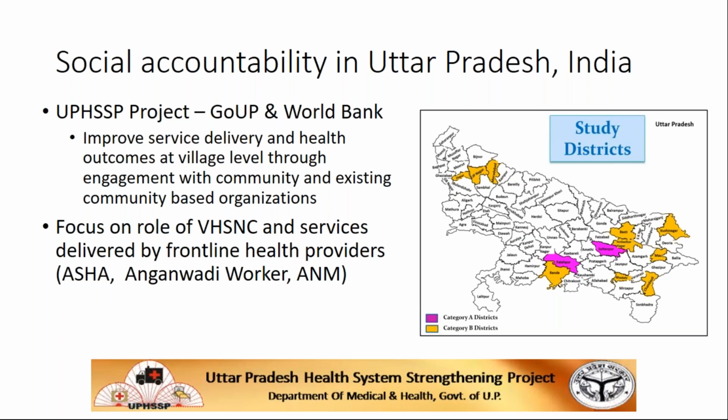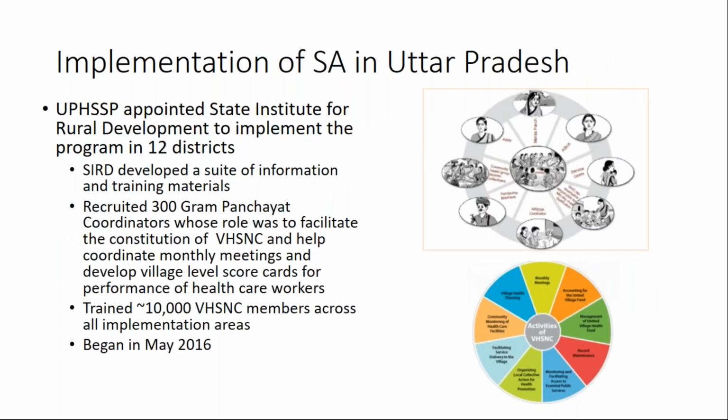So the next slide tells you a little bit more about how social accountability was implemented in Uttar Pradesh. Importantly, it's worth pointing out that the state appointed an existing state level agency called the Institute for Rural Development to implement this program in 12 districts across the state.